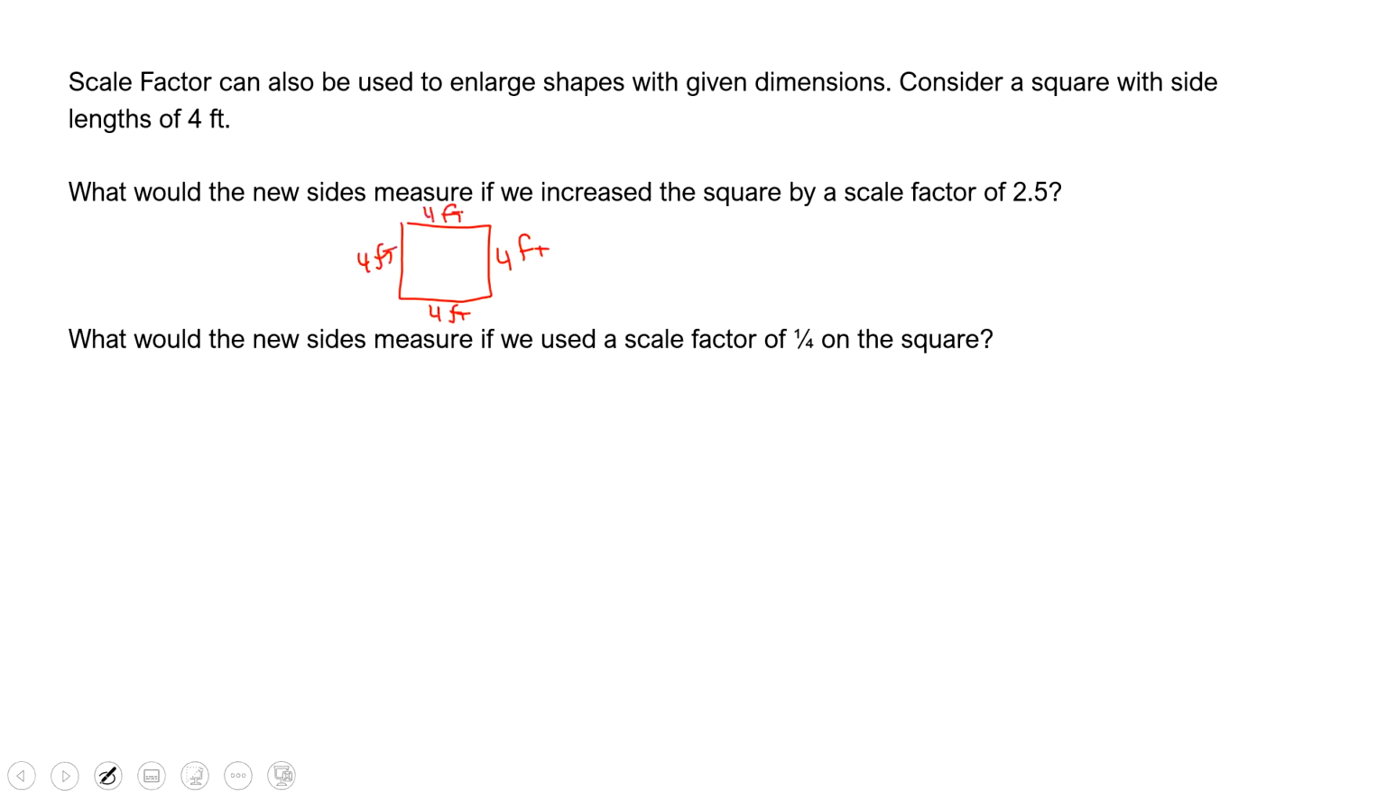If our scale factor is 2.5, we're just doing 4 times 2.5. So now our new sides are going to be 10 feet. Does that make sense? And again, what are the new side measurements if we use a scale factor of 1/4? Well, here we're multiplying by 1/4, or we're dividing by 4. So our new square would have sides of 1 foot. Does that make sense? Okay, awesome.